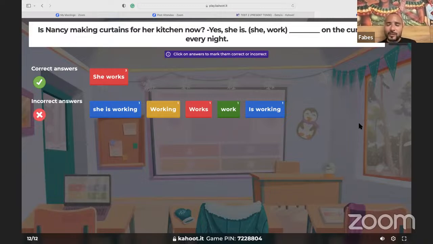Les voy a enviar, entonces, de ahora en adelante el arreglo es que les voy a seguir enviando Kahoots en el grupo. ¿Listo? Para que sigamos entrenando. Porque no he podido reparar lo de los cursos con Kahoot, como lo decía más temprano.